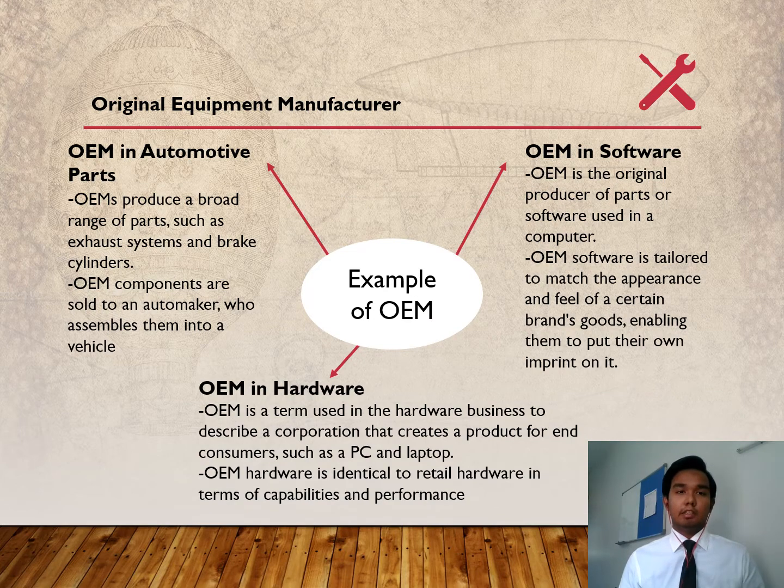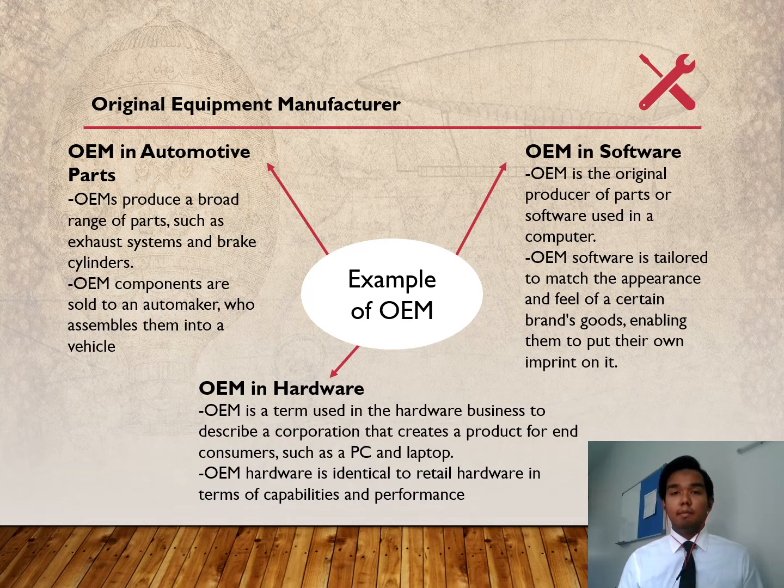So there are three types of OEM that I will use as examples. First, OEM in automotive parts. For automotive parts, the foreign large company will transfer to a small local company the making of automotive parts, such as the exhaust system or the brake cylinder. Then the parts will be sent back to the main company to do the assembly for the vehicle.